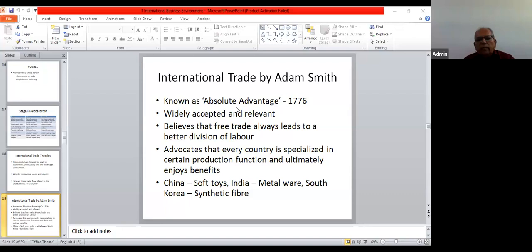What about India? Metalware. This is the product which has a huge demand across the globe. In regard to South Korea, they are known for production of synthetic fiber.